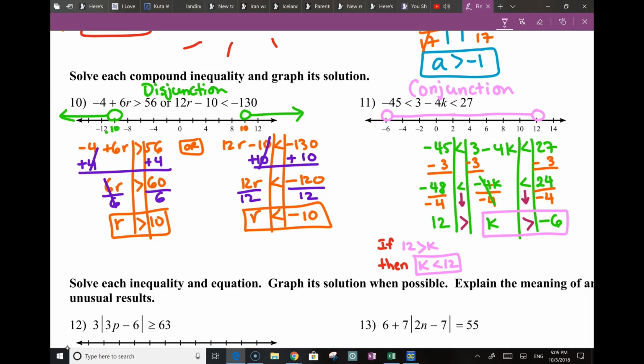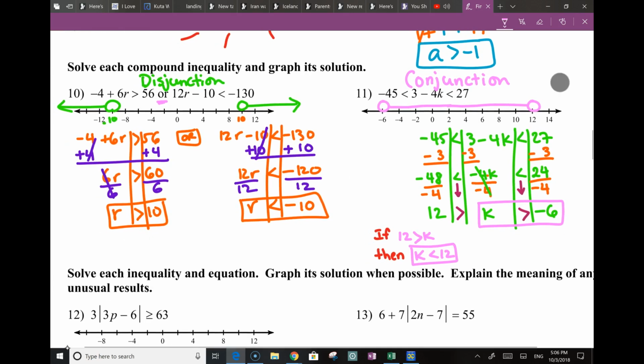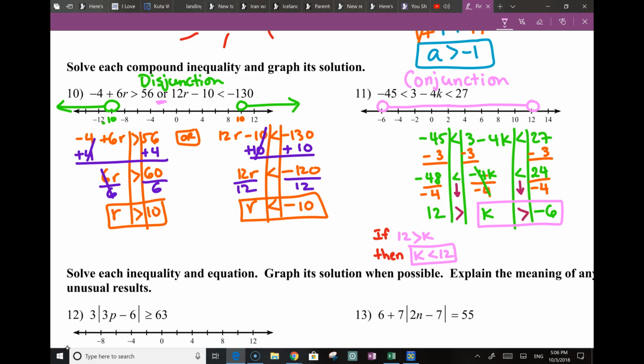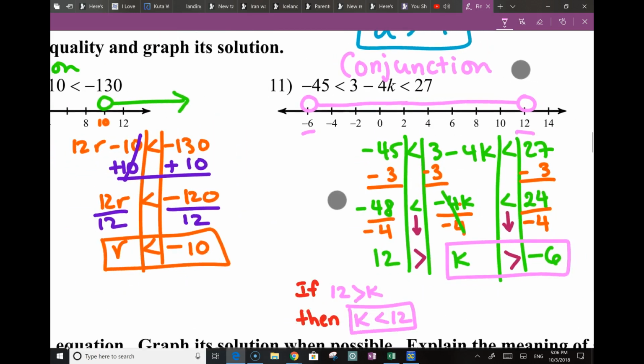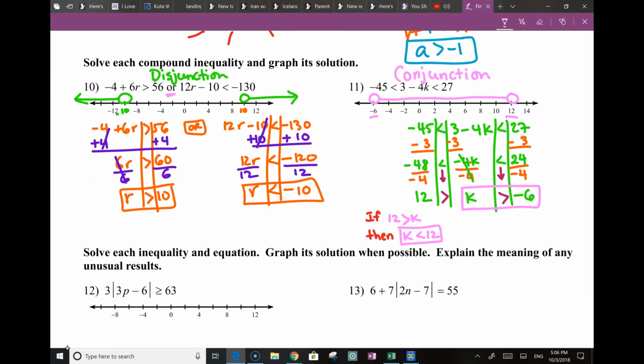Usually a giveaway for disjunctions is the word or. Or usually indicates you're going to have opposing directions in your graph, one going to the right, one going to the left. Whereas with a conjunction, the word that you might see sometimes is and, as in the answers to this inequality are between -6 and +12. Of course, in this one we don't have the word and, but it still does apply.